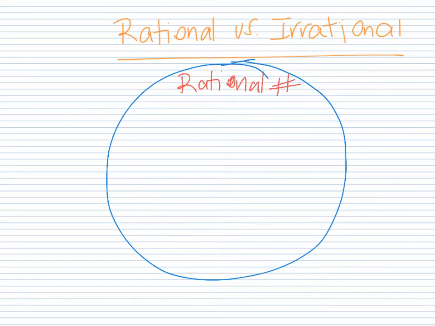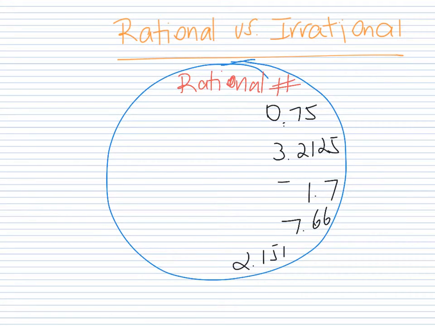Now, when we're dealing with rational numbers, they can be expressed as decimals. So 0.75, for example, 3.2125, negative 1.2, 7.66, 2.1515, etc.